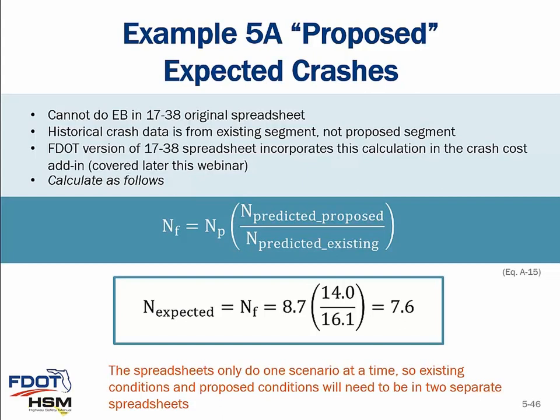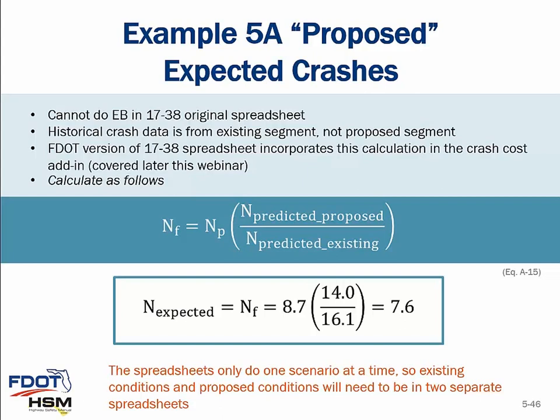Now, the 1738 spreadsheet does incorporate this calculation in the crash cost capabilities that I'll cover later in this webinar. But to manually calculate it, this is the equation you would use. So you can see the expected for the proposed condition would be a ratio of 8.7, which is your expected crash frequency for the existing conditions, times the ratio between the predicted of the proposed divided by the predicted of the existing. In this particular case, it would reduce down to 7.6.